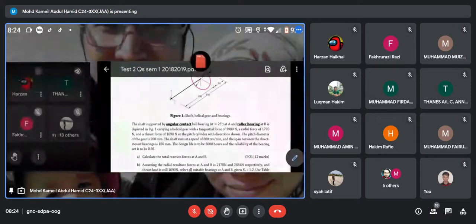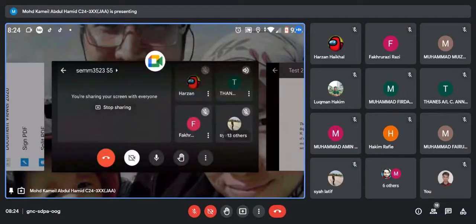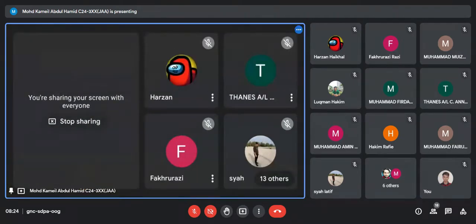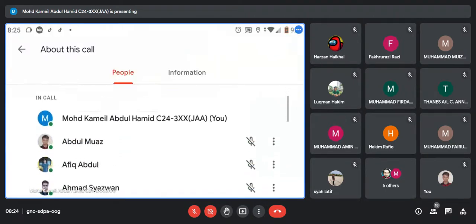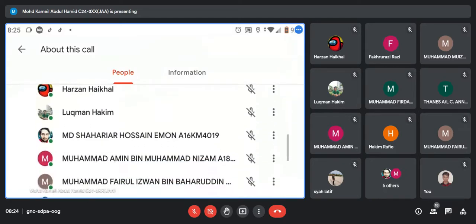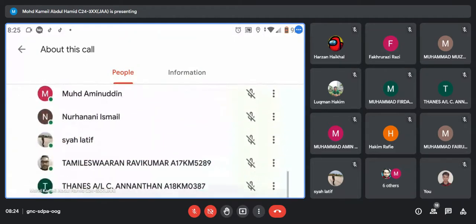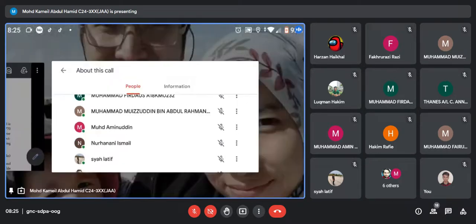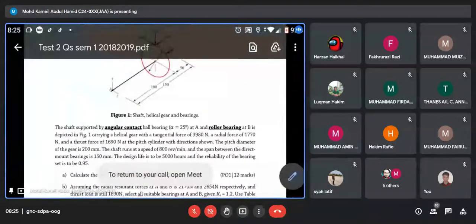Okay, we will ask our friend. Okay, minta Shah Latif lah. Shah Latif and Firdaus lah, Muhammad Firdaus untuk prepare, standby jawapan untuk nombor 1. Okay, Shah Latif and Firdaus for number 1. A. Okay, yang A tu, calculate the total reaction forces at A and B.